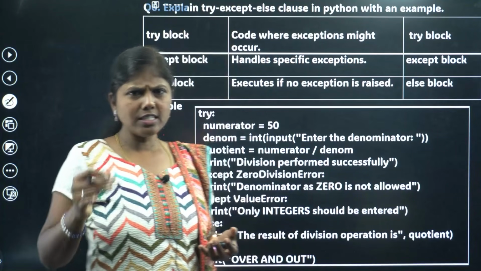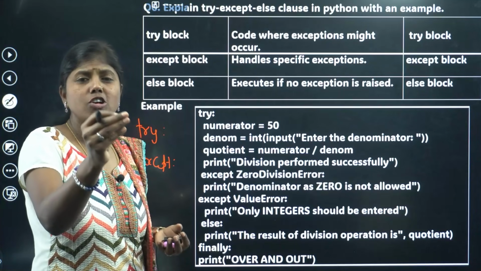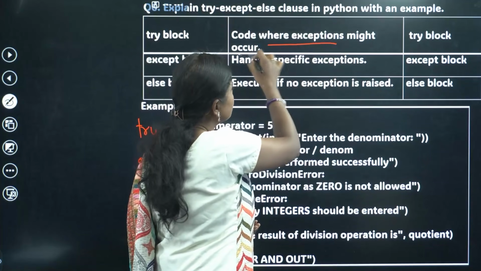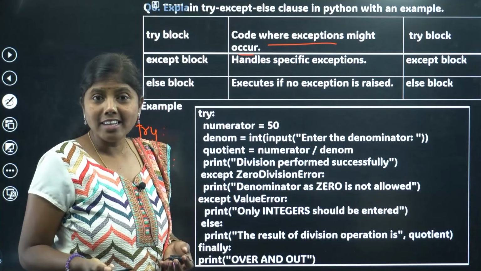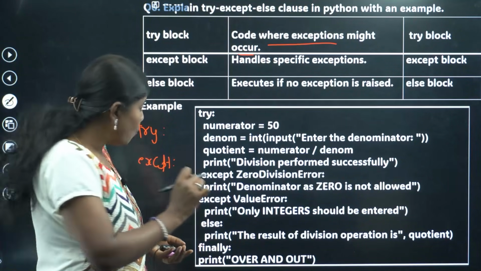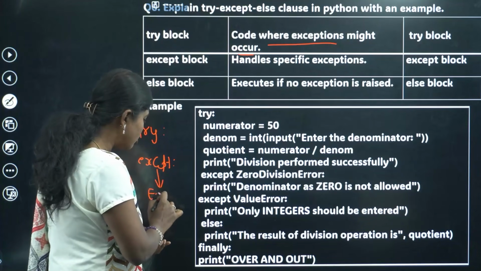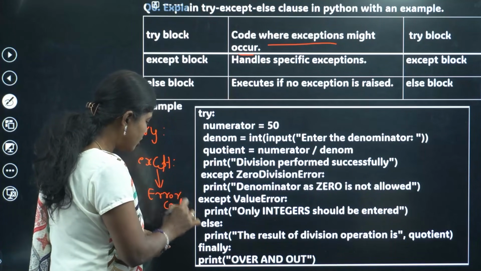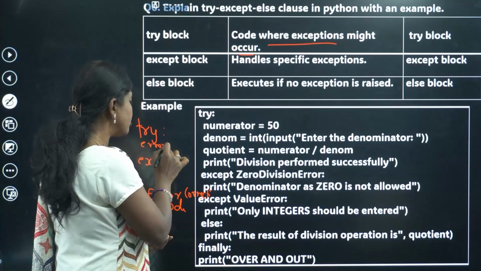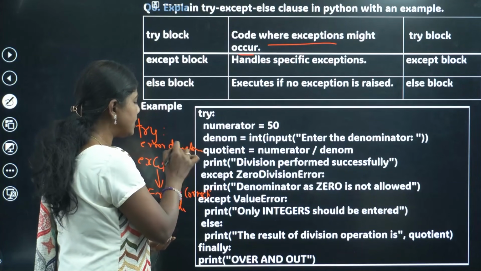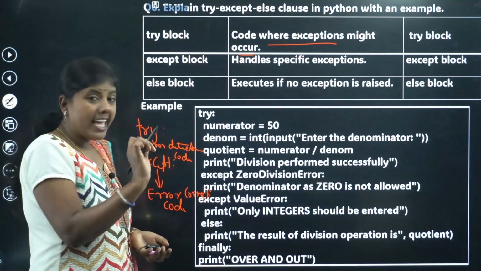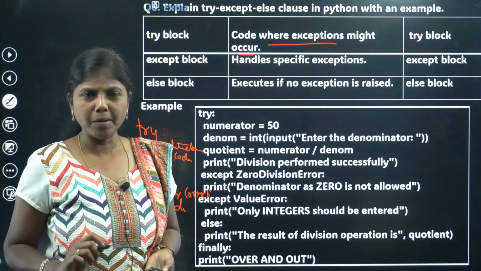Is the point clear? What is the try block? Try block is basically error causing code, error causing instructions. What is that? Code where exceptions may occur. Error detection code I can write. What is except? Error correction code, whereas try is error detection code. Error causing instruction. Try is what? Error detection code, and except is error correction code. That point you remember. Is the point clear?